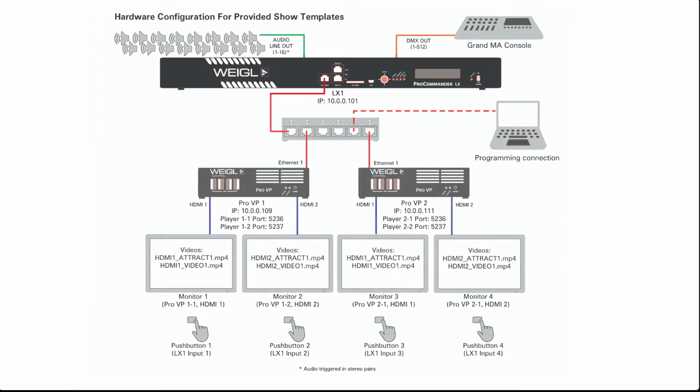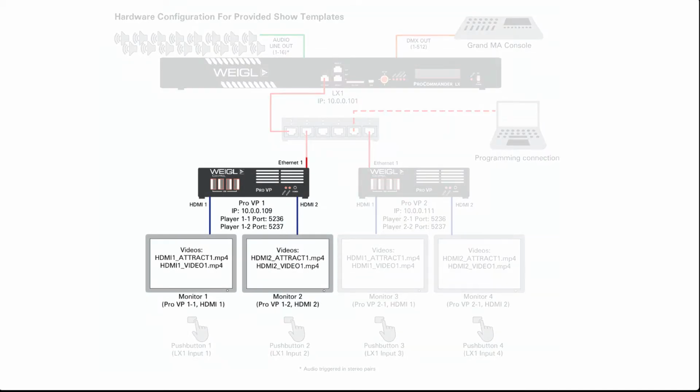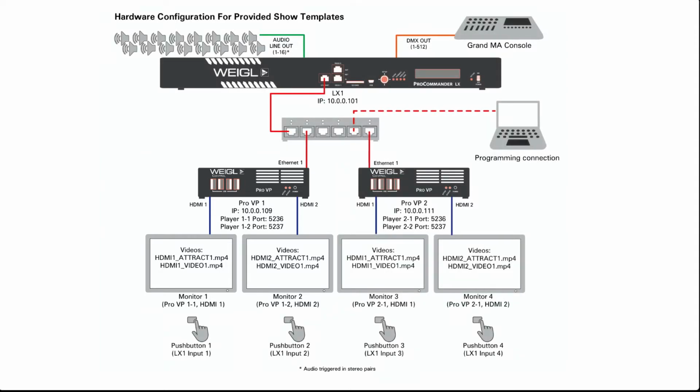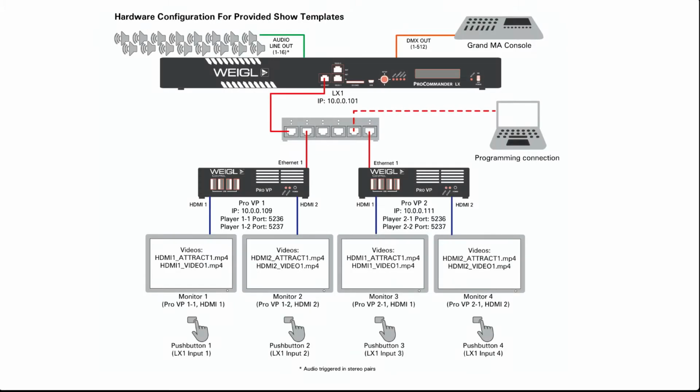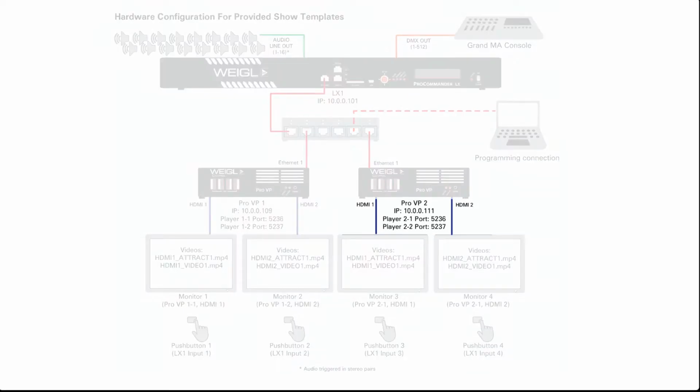So let's start by going over the hardware configurations we will be using for this case study. Each ProCommander LX will be providing master control for one or possibly two ProVPs. Each ProVP provides two HDMI video outputs. For this project, these will be configured as independent, so essentially two separate video players within one ProVP device. For reference and template purposes, we are referring to each ProVP HDMI output as player 1 and player 2. For the first ProVP on an LX, it would be player 1-1 and player 1-2. If a second ProVP is connected to the LX, it would be player 2-1 and 2-2 respectively.